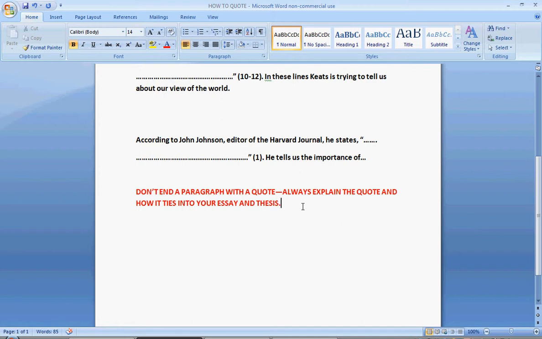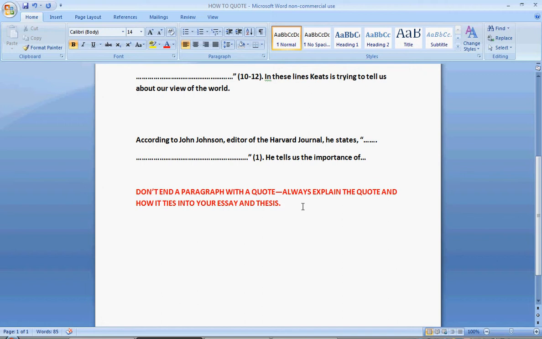The reason why you don't want to end with a quote is because if you end with a quote and you don't explain it, and I don't think it makes sense, and I think you just slapped it in there for the heck of it, then I'm going to take off points because I'll just think that you just threw that quote in there for the heck of it.